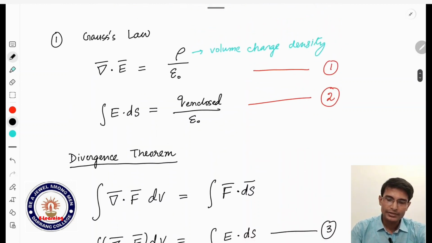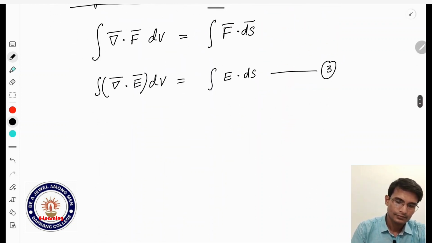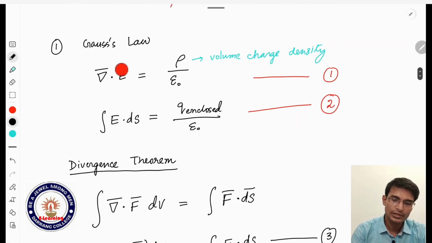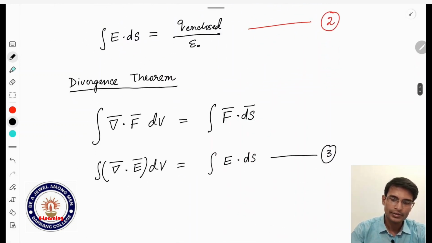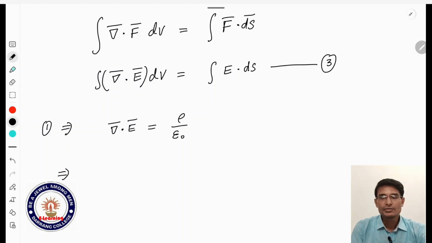Now, let's apply this divergence theorem to equation number 1. From equation number 1, we get divergence of the electric field is equal to rho by epsilon naught. Now, let's integrate both the left hand side and right hand side over a volume V.